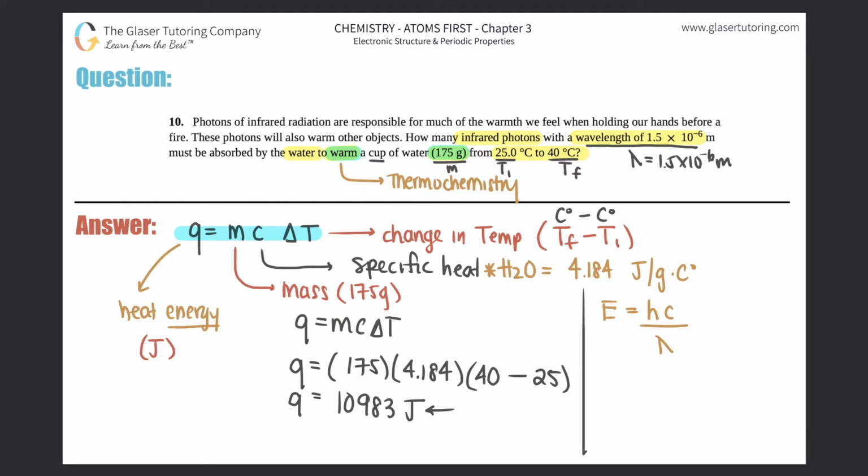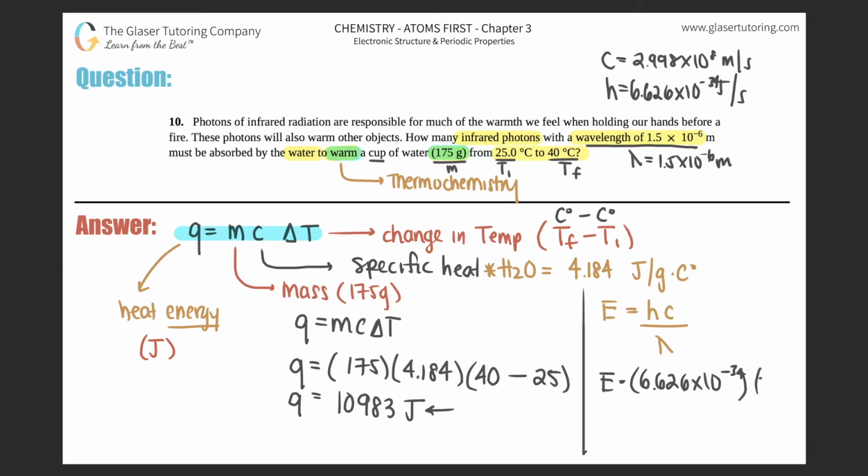We've seen this a couple of times in this chapter already. H is a constant number, right? H is Planck's constant, 6.626 times 10 to the negative 34th joules per second. And C is also a constant number, 2.998 times 10 to the 8th meters per second. So those are constants. You're just going to plug those right in. So energy equals 6.626 times 10 to the negative 34th times 2.998 times 10 to the 8th.